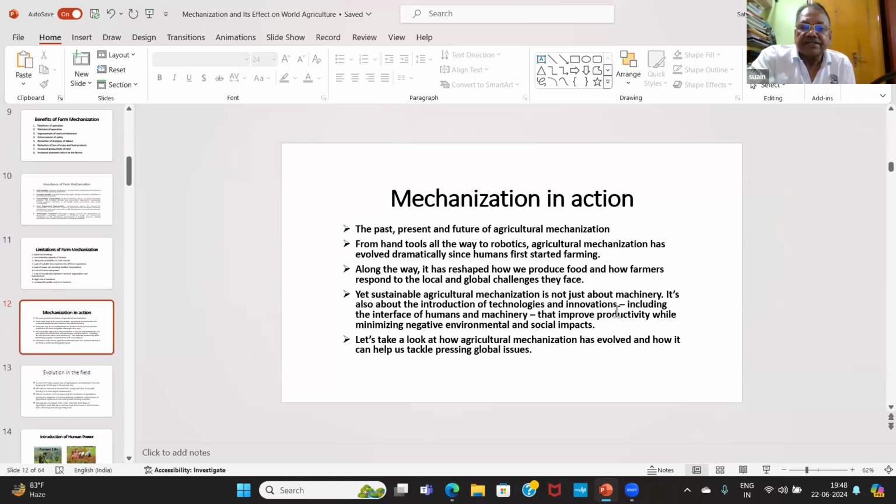Mechanization in action: the past, present, and future of agriculture. That we'll cover here. The past was hand tools all the way. Now we are in robotics, and drones have come. Agricultural mechanization is not just about machinery, it is also about the introduction of technologies and innovations, including the interface of human and machinery. That is why earlier we didn't have the concept of human engineering and safety.